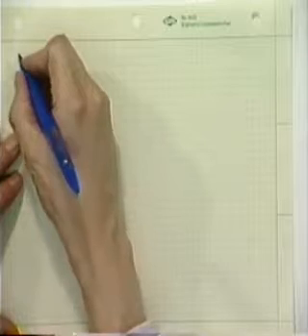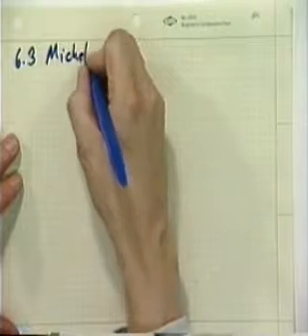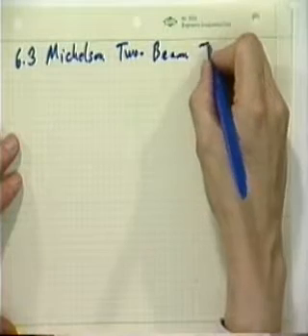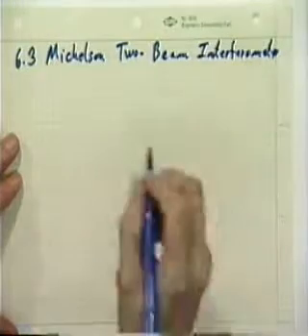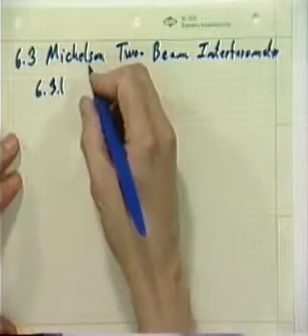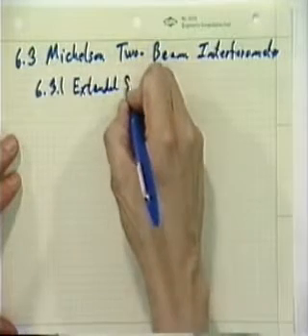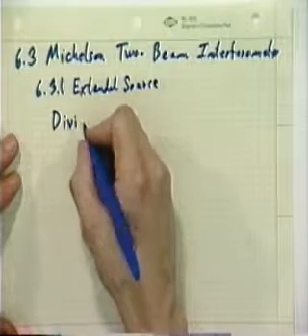Well, we just started this at the end of last class. So this is section 6.3, the Michelson two-beam interferometer. And we're going to talk here about 6.3.1, extended source. And this will be what we call a division of amplitude interferometer.